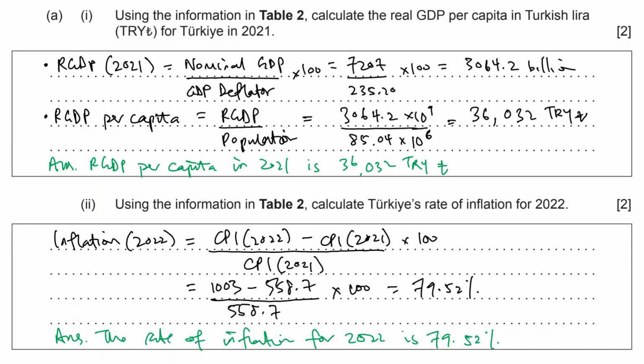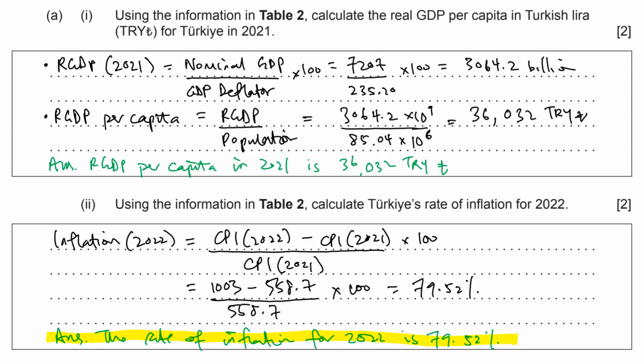So what I've got here is the more traditional way to calculate inflation, or to calculate the percentage change, which is that we take the delta, so CPI in 2022 minus CPI in 2021, and then we divide it by CPI in 2021 times 100 just to turn it back into a percentage, and that's going to give us the inflation rate. Okay, so 1,003 minus 558.7 divided by 558.7 times 100 will give us an inflation rate of 79.52%. So if you've got the time and space for it, just answer the question and say the rate of inflation for 2022 is 79.52%.